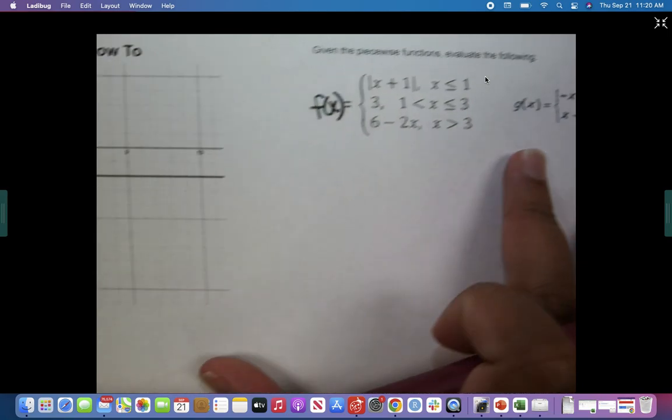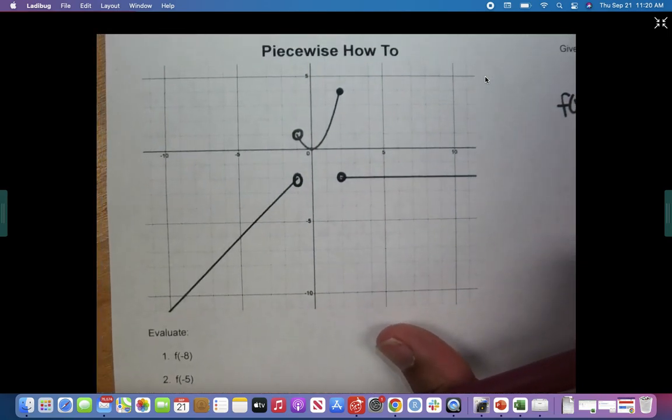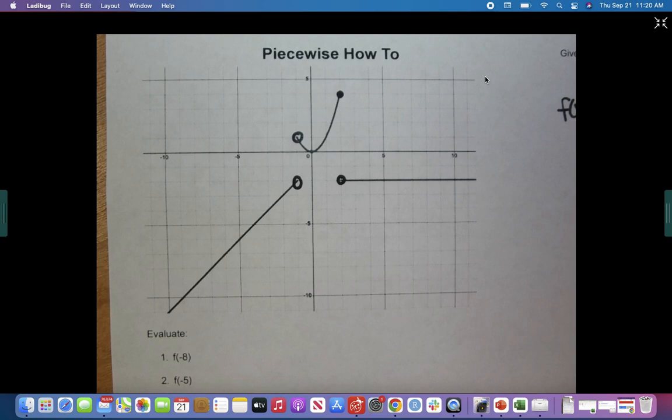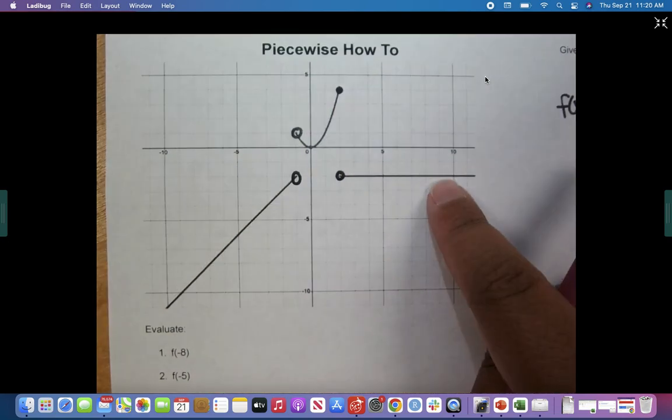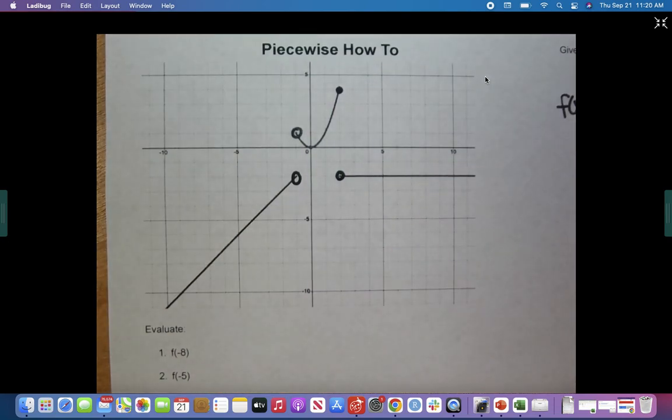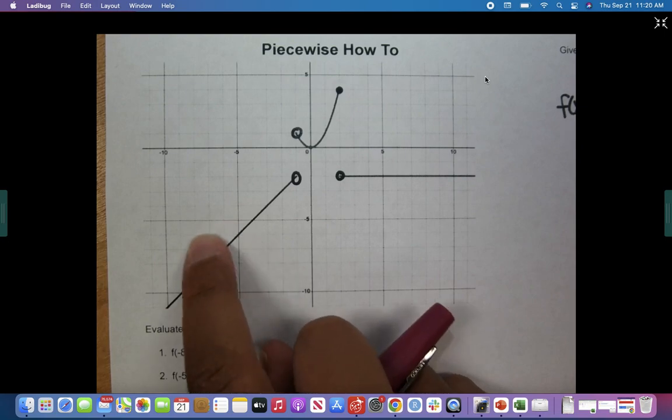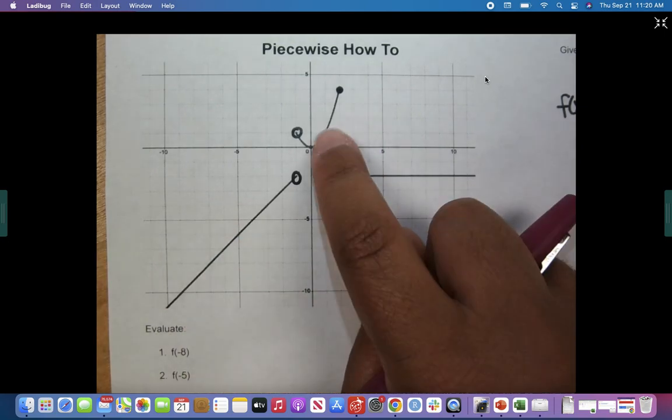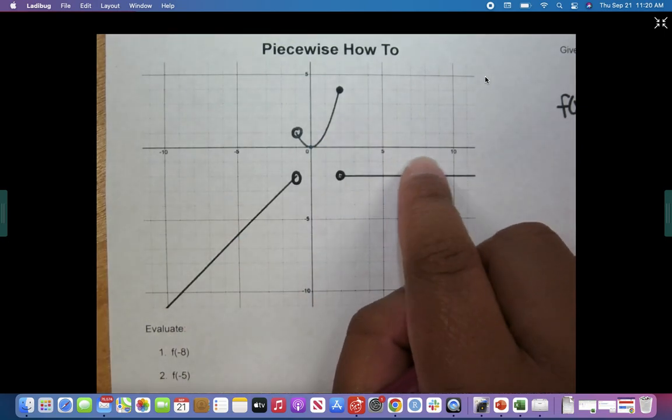So we're going to start with the graph. So this is my piecewise graph. So first of all, what a piecewise function is, is different pieces or parts of functions put together to make one function. So as we can see, this part of the function is linear, this piece is quadratic, and then this piece is a constant.